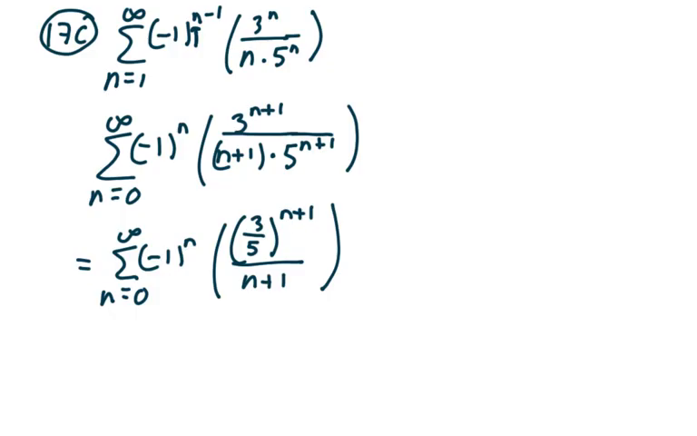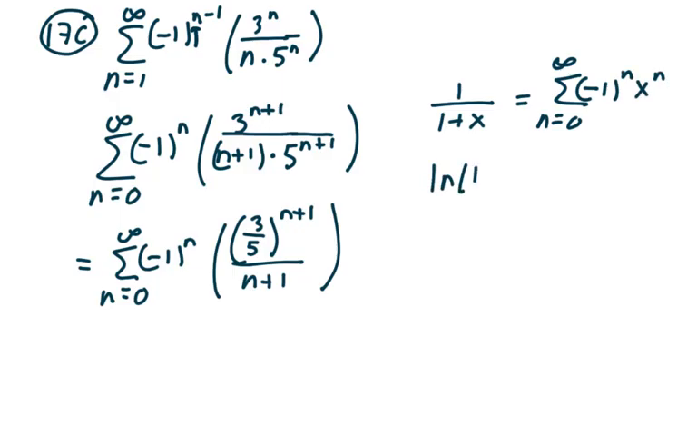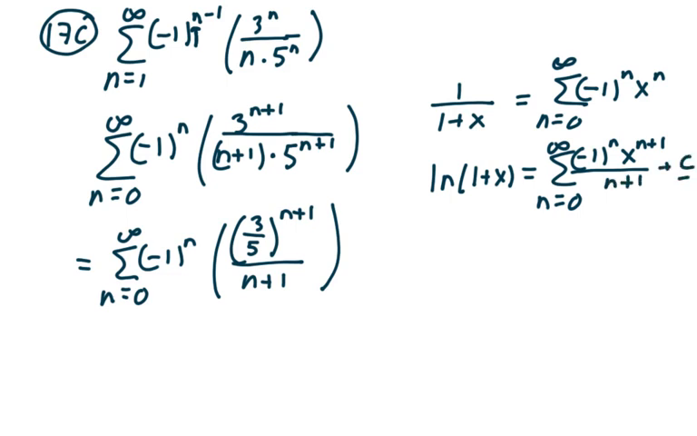Now, keep in mind something here. If I take 1 over 1 plus x, this is the summation from n equals 0 to infinity of negative 1 to the n, x to the n. So natural log of 1 plus x turns into the summation from n equals 0 to infinity of negative 1 to the n, x to the n plus 1 divided by n plus 1. Technically, you're supposed to add c here, but I claim I can show c is equal to 0 if I let x be 0. Okay?